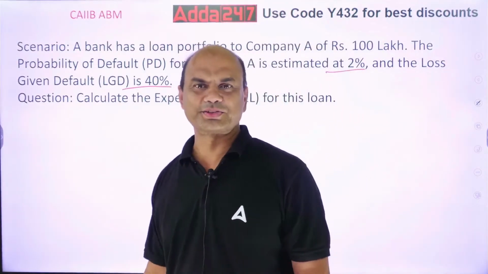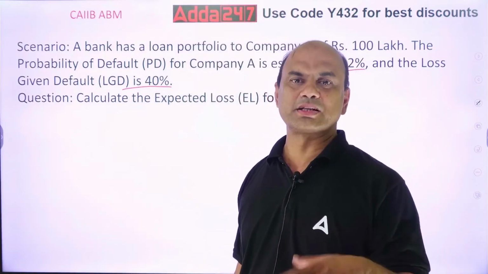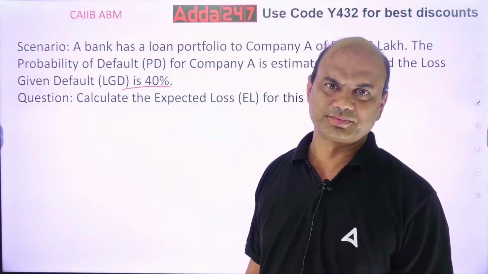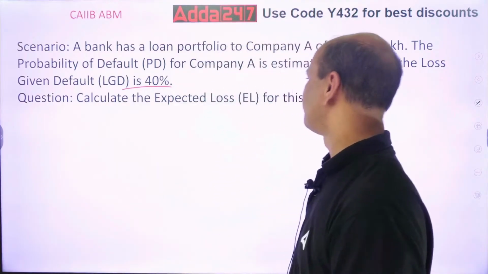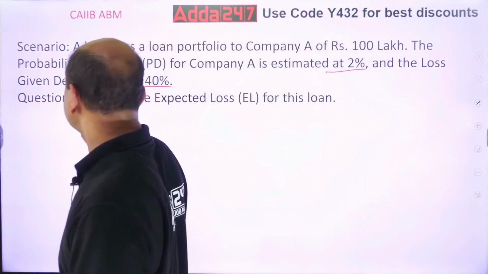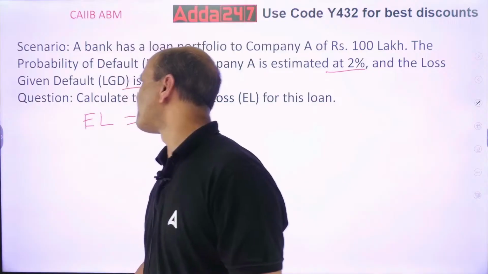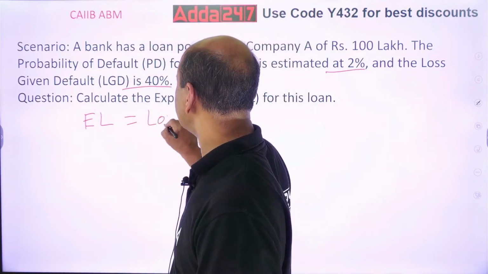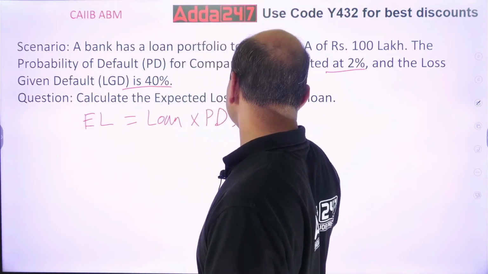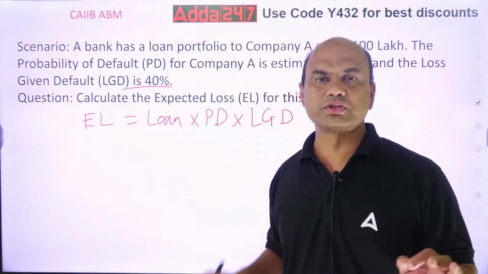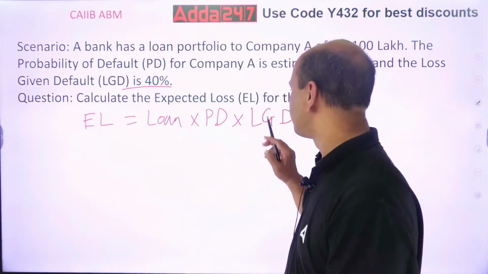How will you get the expected loss? This question might come for 1 mark, or with some additional question for 2 marks. How to find the expected loss? Does anyone have the formula? Expected loss, I'll write EL only. EL equals loan amount into probability of default into LGD. So simple. Loan multiplied by probability of default multiplied by LGD.